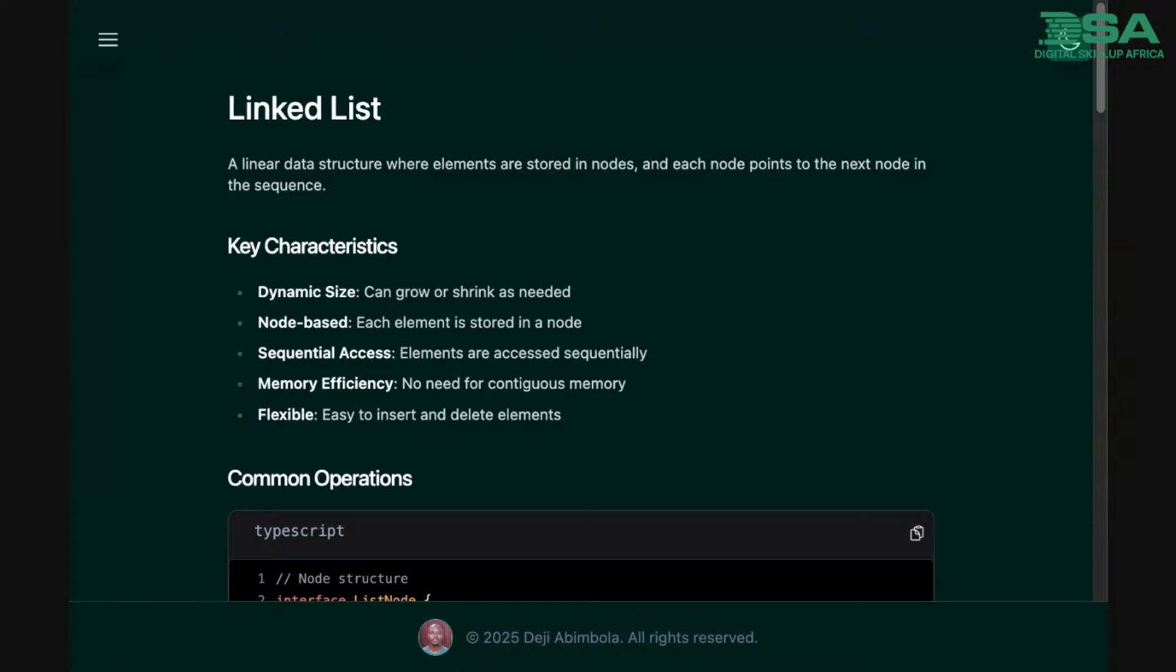They are node-based, which means each element is stored in a node. So there are nodes in the data structure, and each node points to the next. Each node is not just containing data, each node contains the address of the next data. And you can see how useful that would be, because from wherever you are in the data structure, you can easily tell what the previous element is and what the next element is, right?